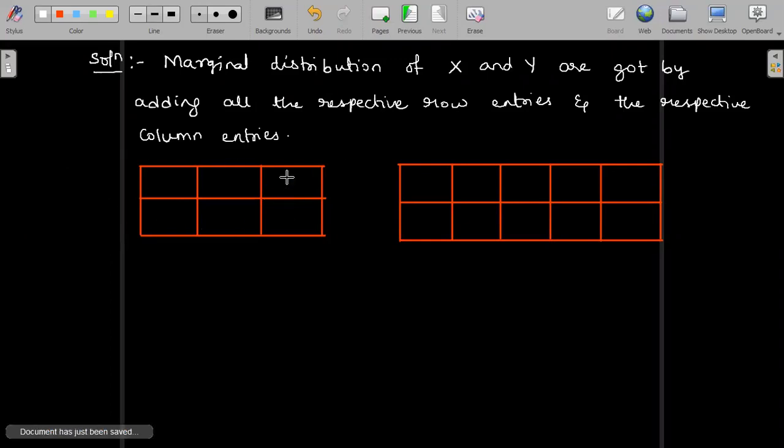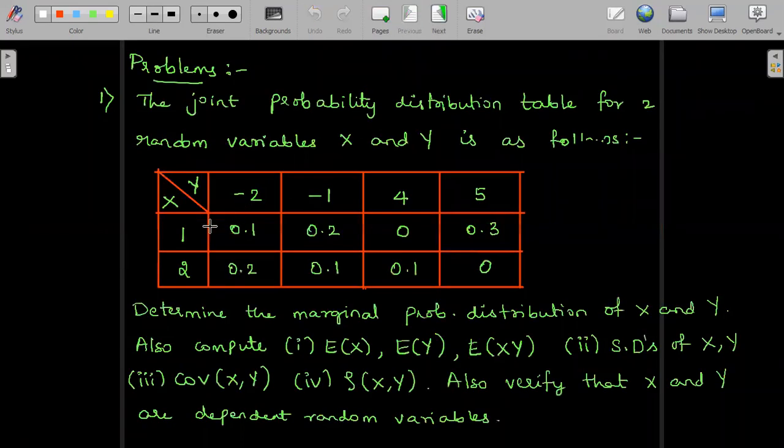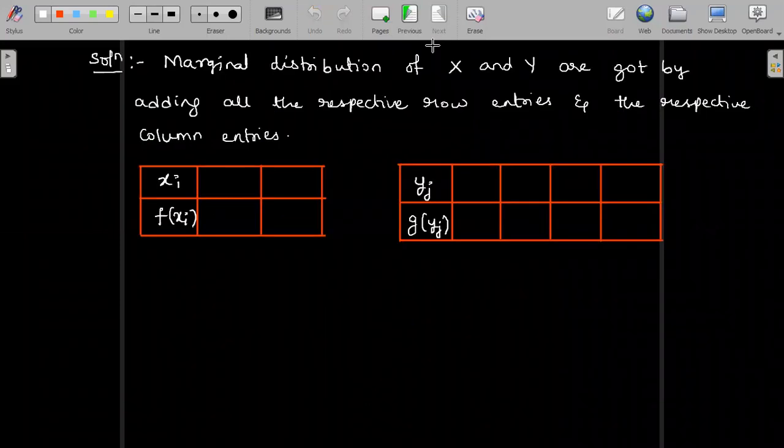The first table is for xi and f of xi values, so I'll write f of xi and xi values here, and this stands for yj and g of yj values. First we will write all the x values. X values are 1 and 2. And now the respective f of xi values I have to write down.